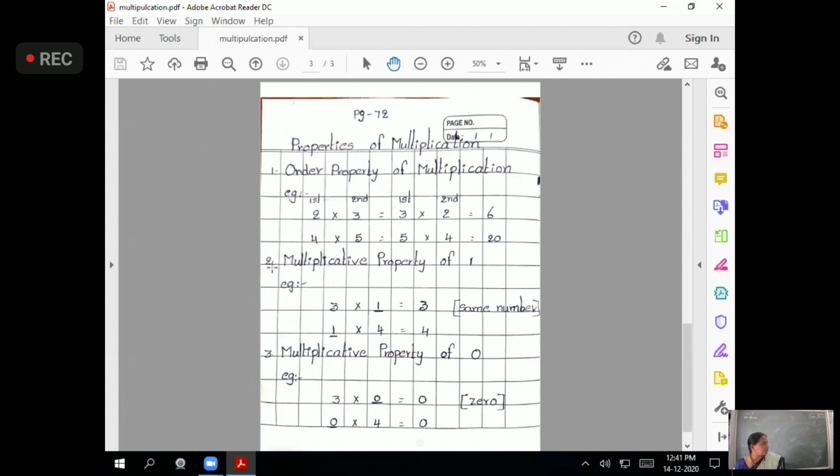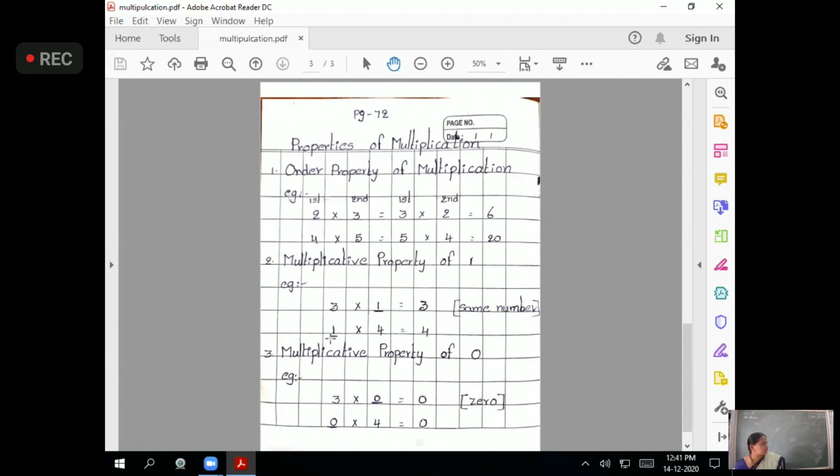Next, second property. Multiplicative property of 1. What is the second property? Already I explained these 3 properties in the previous class. Multiplicative property of 1. Okay, example. 3 into 1. When we multiply with 1, we will get the same number. So here 3, we are multiplying 1 with 3. So the same number 3 you will get.